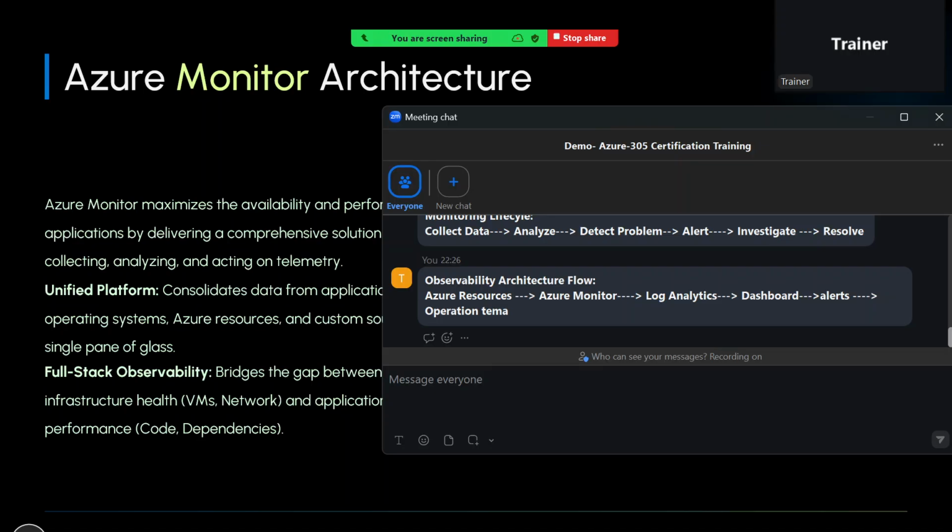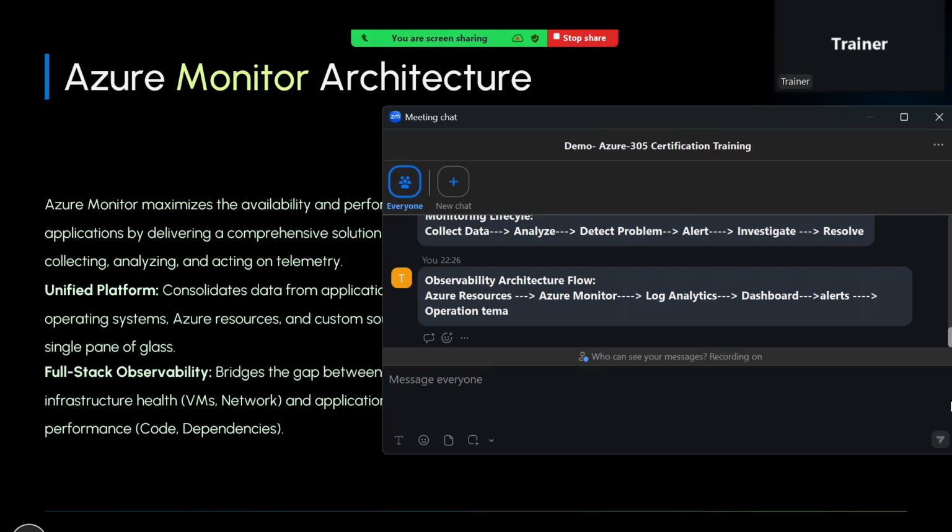Now let's imagine you are a cloud architect for a multinational bank. Their infrastructure has 500 virtual machines, AKS clusters, Azure SQL, storage accounts, and load balancers. The business requirements are to detect failures automatically, notify engineers immediately, and investigate the root cause quickly. Azure Monitor provides the solution.